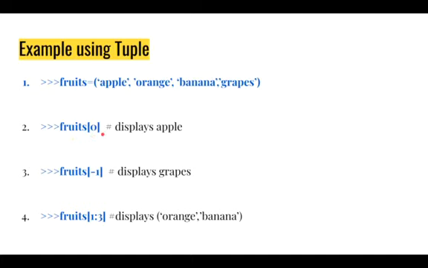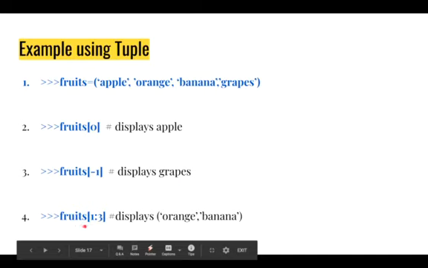Here fruits of 0 represents the apple. The index numbers are: the first item has the index number 0, the second item has 1, the third item has the index number 2, and the fourth item has the index number 3. And this is an example for negative indexing, fruits of minus 1, which is displaying the list from the end. Minus 1 indicates the last item in the list. The last item in the list is grapes, so that is displayed.